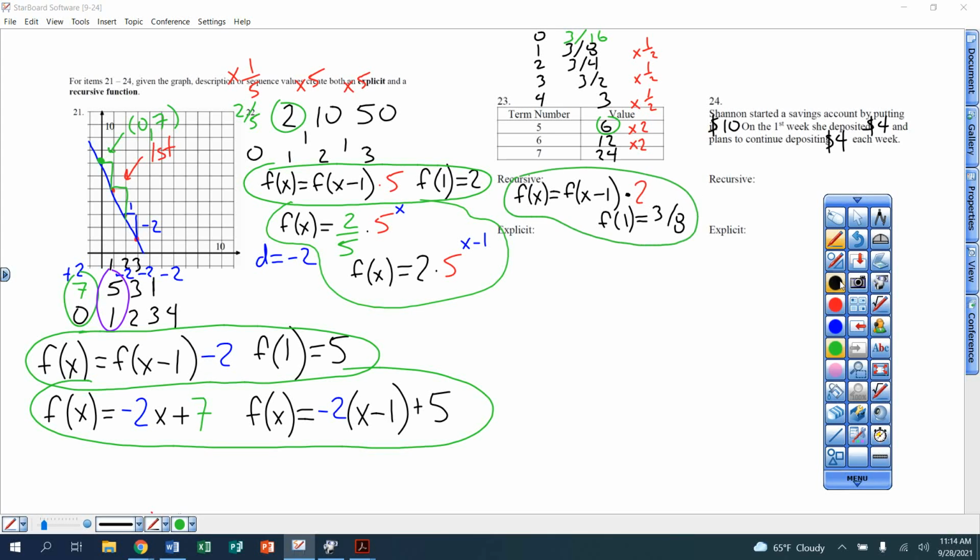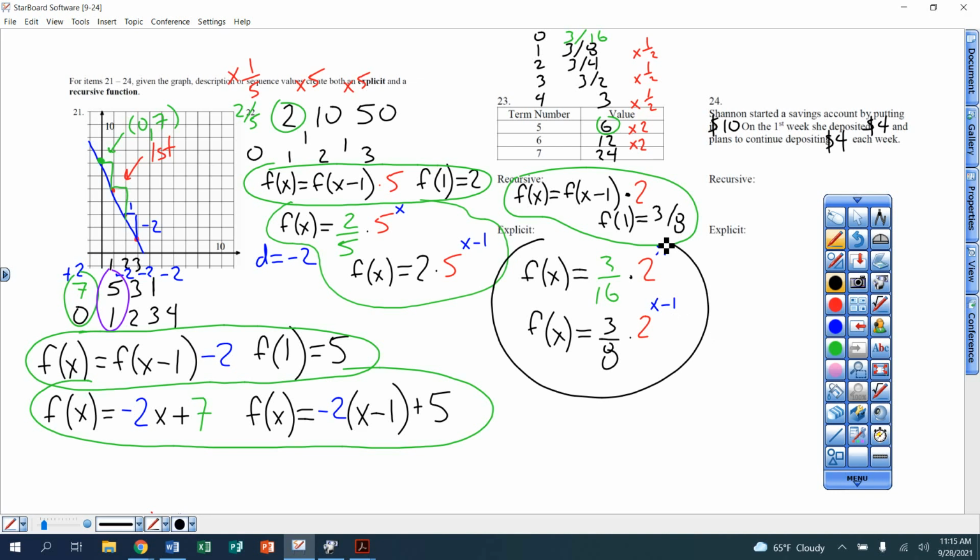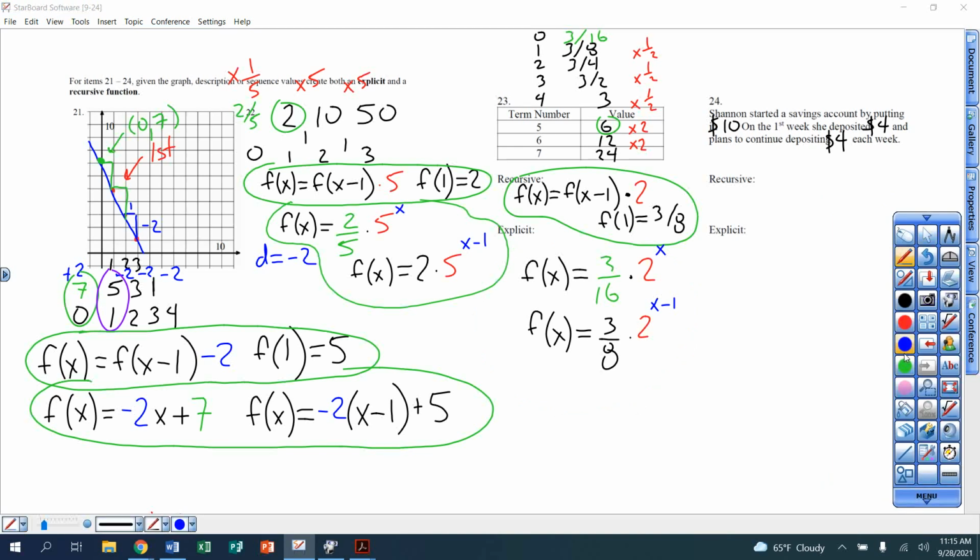If I was to write explicit both forms, either use that y is 0 term, 3/16 times the r number 2 to the x power, or shift down 1 and use the 3/8 times that same 2, but to the x minus 1 power. For this last one here, and for some reason that's going away, I'm not sure, we'll just leave that in blue. Alright, we'll just leave it.